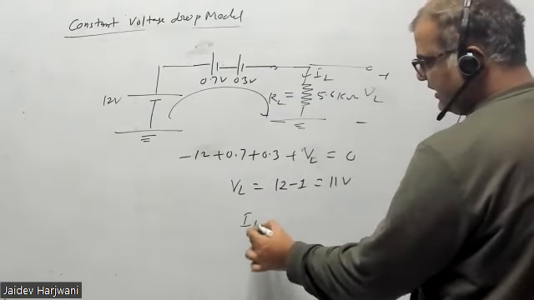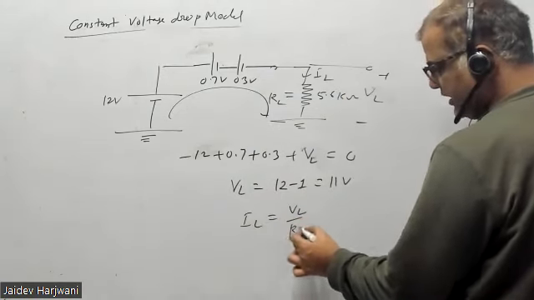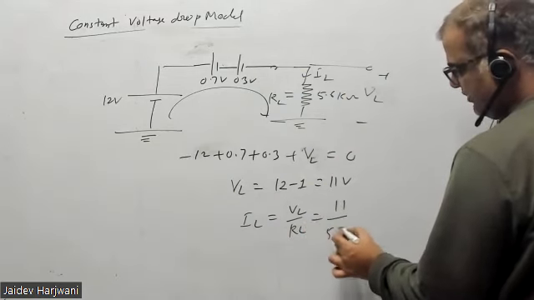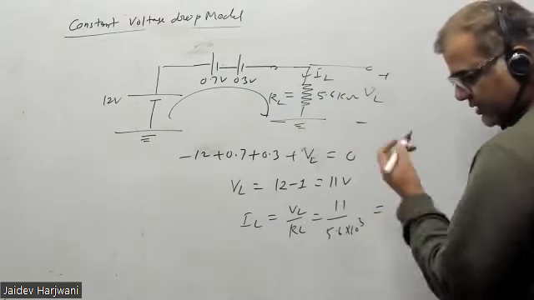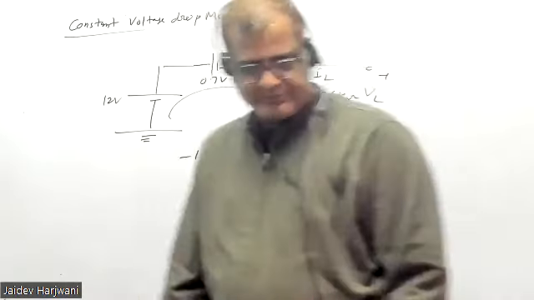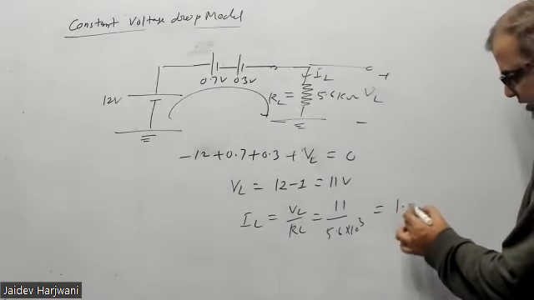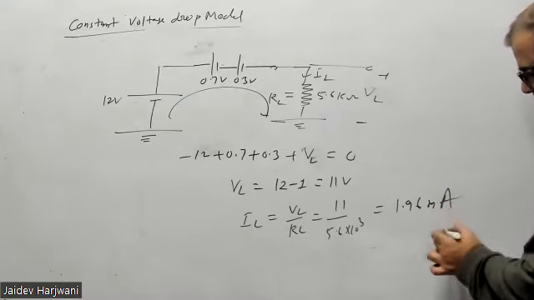And IL will be VL upon RL, 11 upon 5.6 kilo ohm. Okay, tell me how much is coming. It should come 1.96 milliamperes.